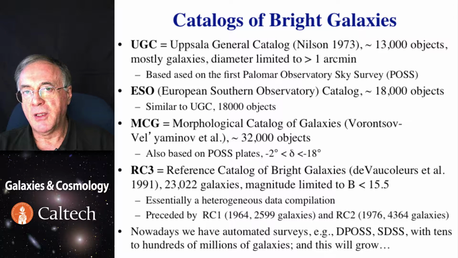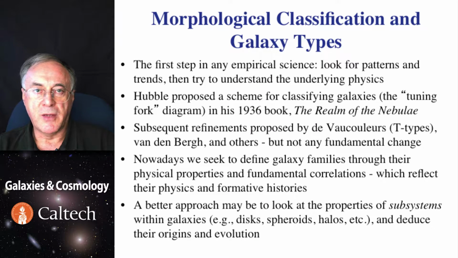And those are sort of the last pre-modern compilations of galaxian data. Nowadays, it's all done in fully automated, objective fashion from digital sky surveys, and modern catalogs of galaxies contain tens to hundreds of millions of objects. So after you catalog what's out there, the next step is the superficial morphology. This was sort of like biology was in the Linnaean days. You do not yet have an understanding of what's going on, but you see that there are differences.